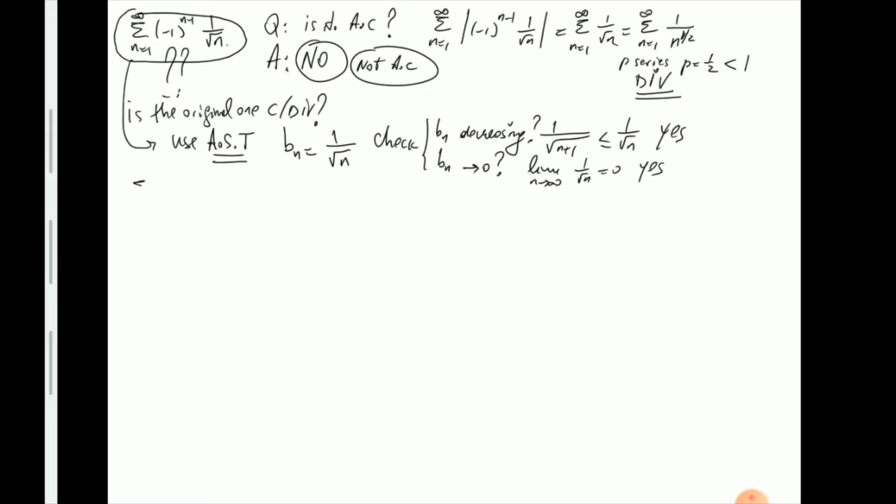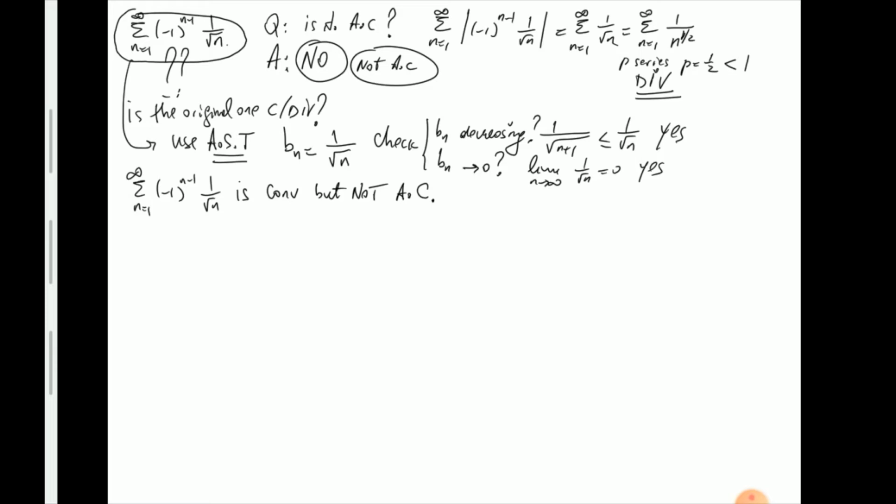So then the summation from 1 to infinity of (-1)^(n-1) times 1 over root n is convergent, but not absolutely convergent. So as the name implies, absolute convergence should feel like a stronger statement, essentially. Absolute convergence is more than just convergence.